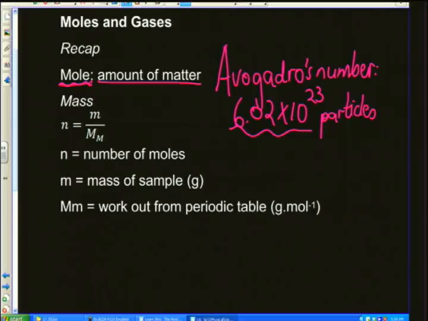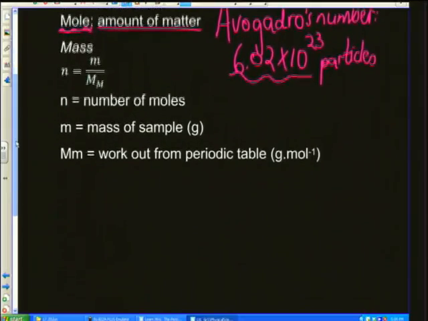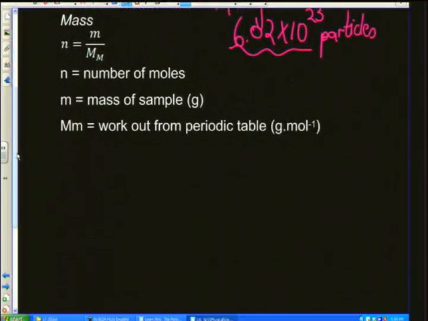When we deal with masses, when we are given mass from a particular situation and we are to find moles from mass, we use this very important formula: the number of moles is equal to the given mass divided by the molar mass of the substance. That M there is molar mass.